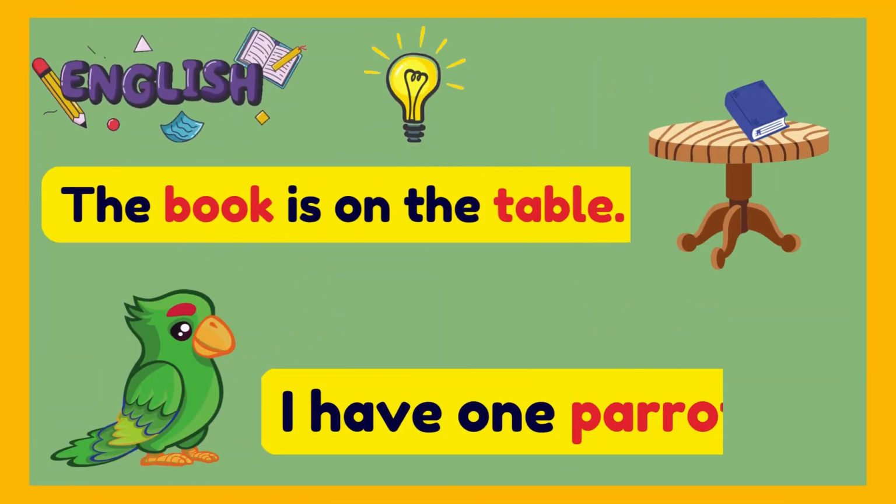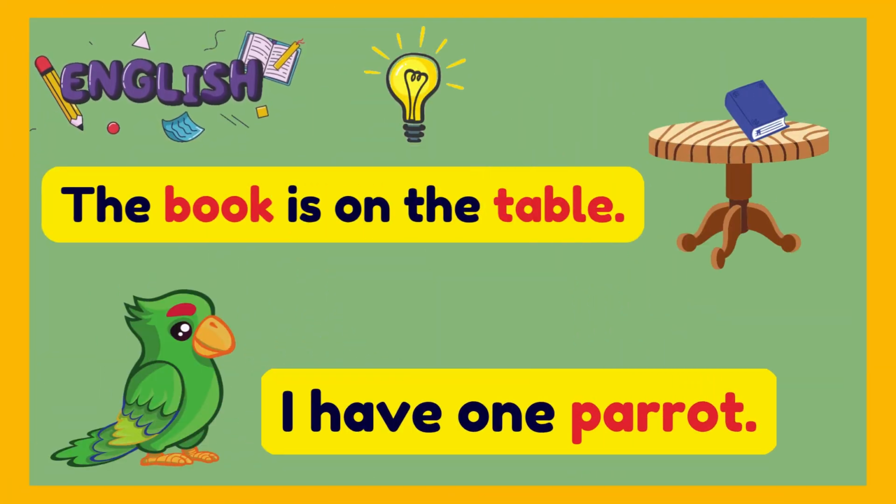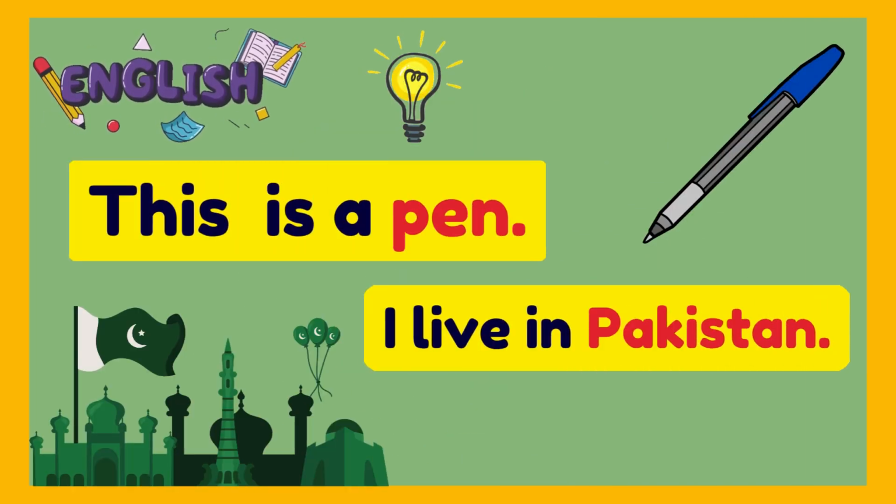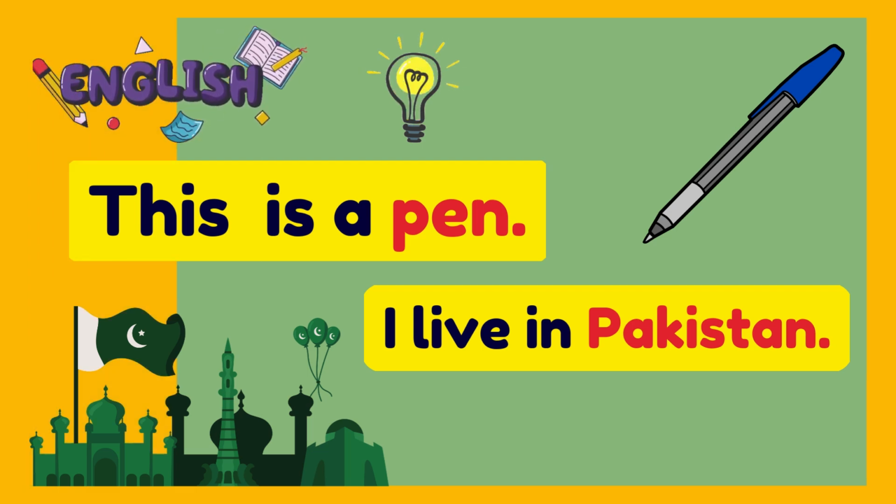Look at this picture. The book is on the table. In this sentence, book and table are nouns. I have a parrot. A parrot is a noun. Another picture is showing you this is a pen. A pen is a noun. I live in Pakistan. Pakistan is a place, so Pakistan is a noun.